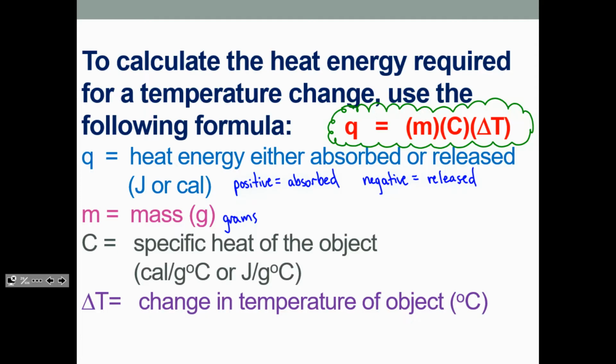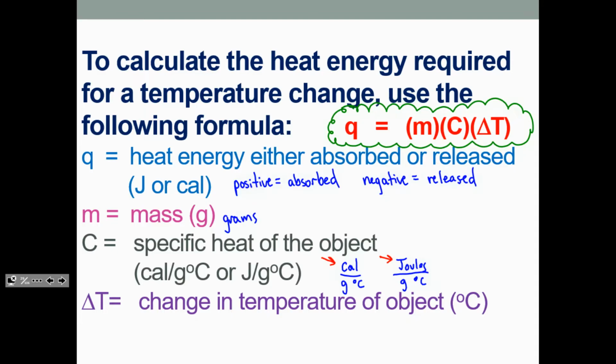The units here, let's take a look at those. We have 2 different units we can use. We can have calories over grams times degrees Celsius, or we can have joules over grams times degrees Celsius. So depending on which unit we use, we can either solve for calories or we can solve for joules. And remember, we have a conversion factor that we can use to calculate calories or joules depending on what we need.